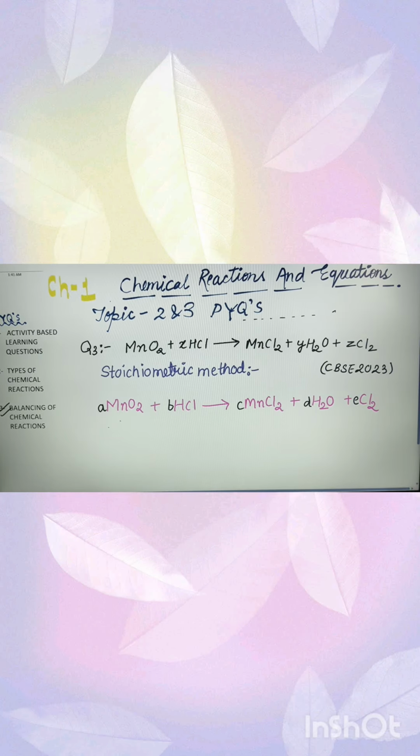So we'll count the reactant and product side. Here I will write first for the oxygen. On the left side, oxygen is written as 2A. So we will apply the hit and trial method here.